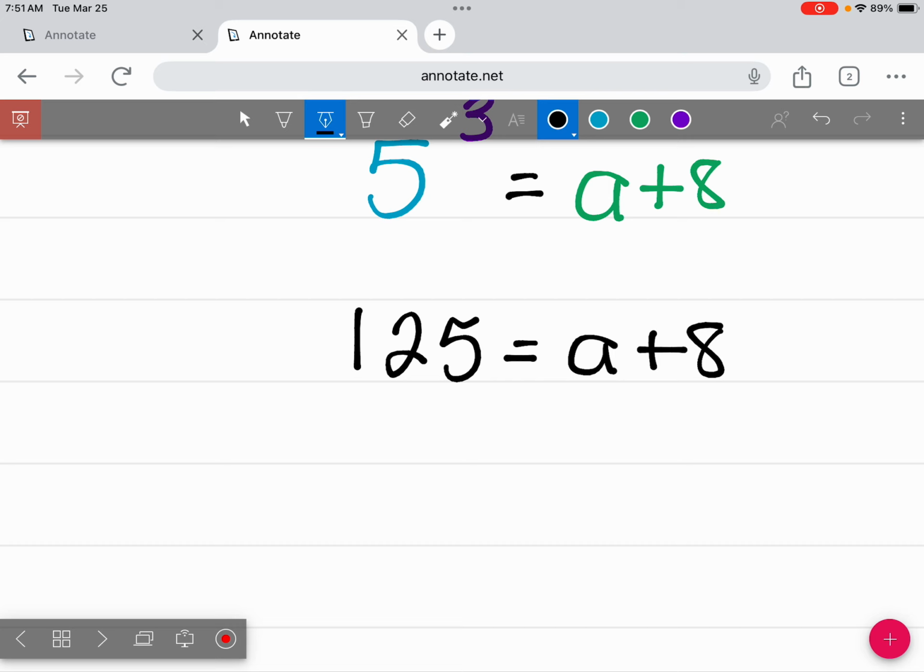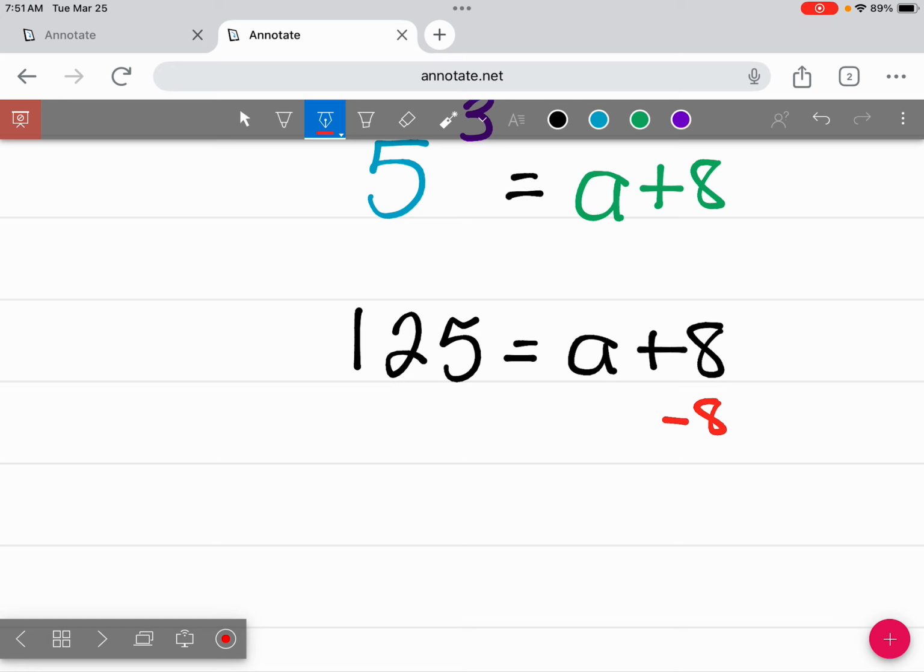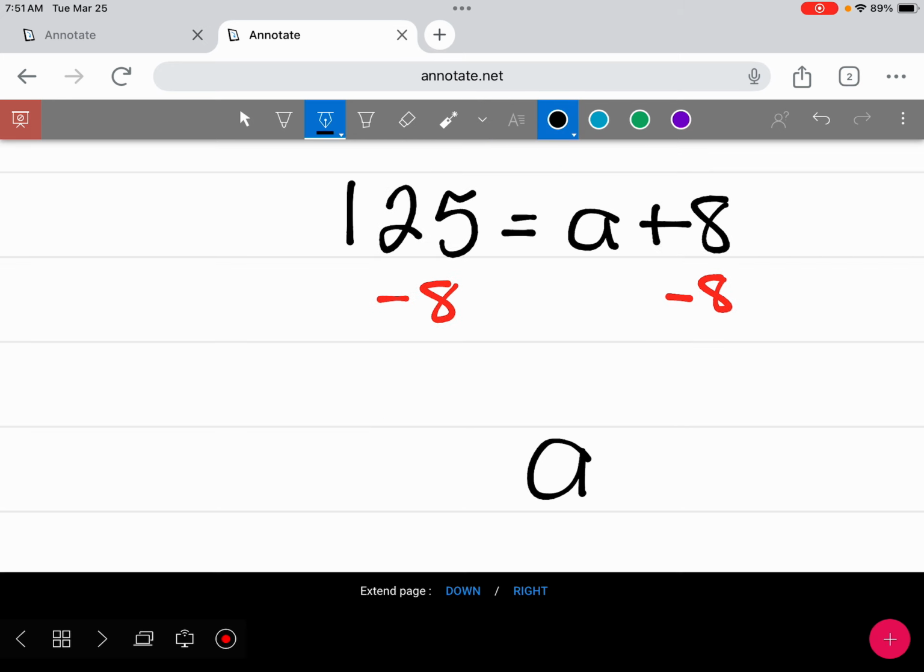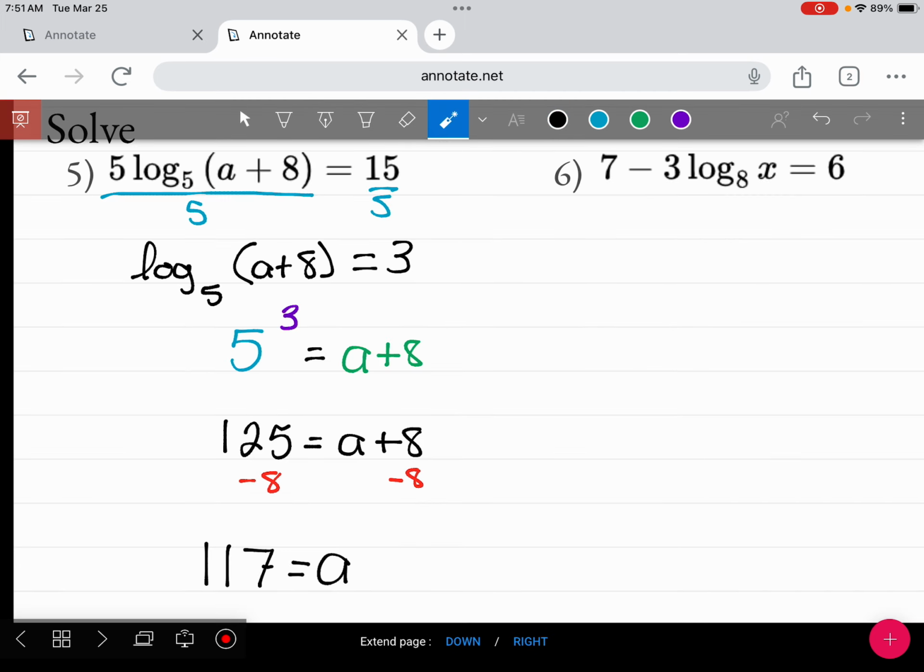How do we get a by itself? Subtract 8. Minus 8 from both sides. 125 minus 8. What do we get for a? 117. If we have 117 as a value, is our argument valid or is it negative? It's valid.